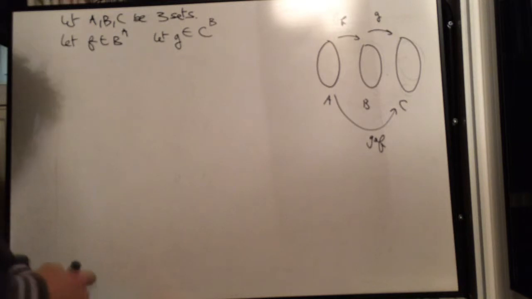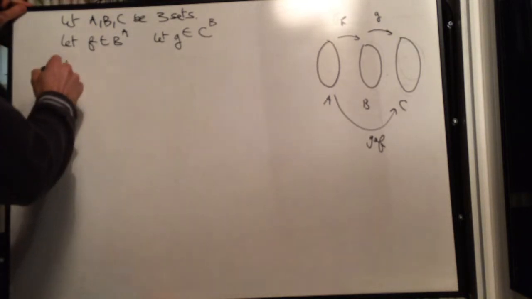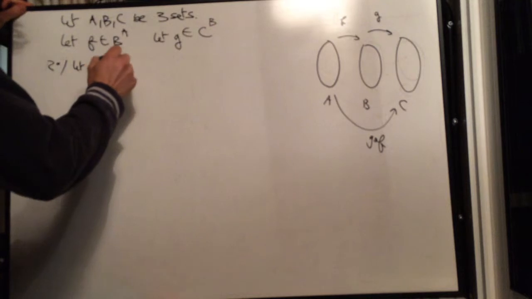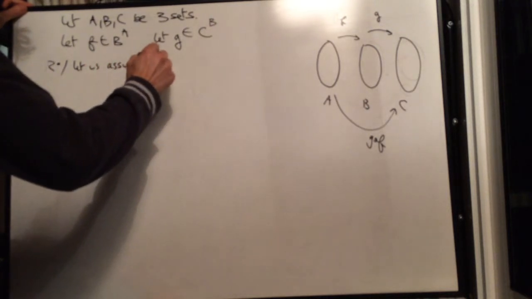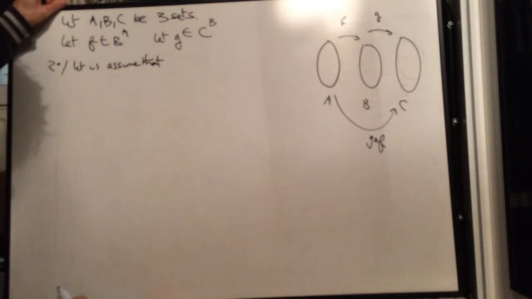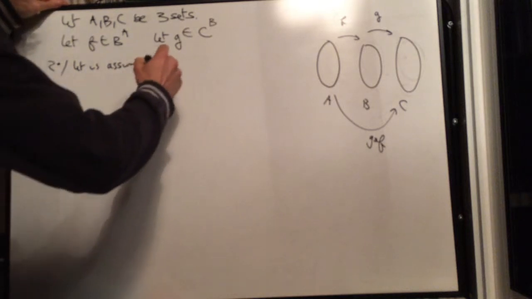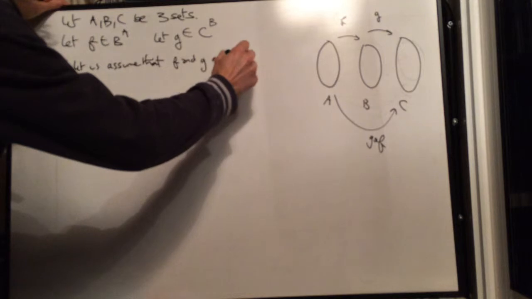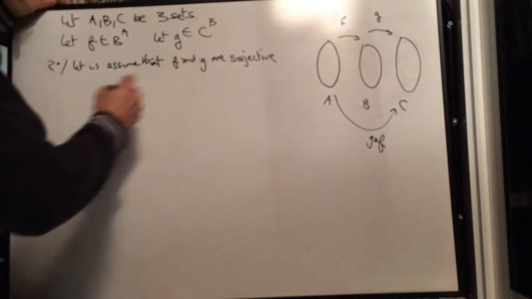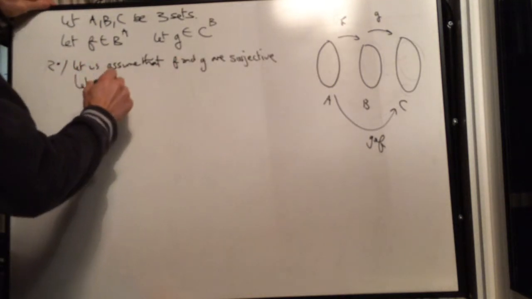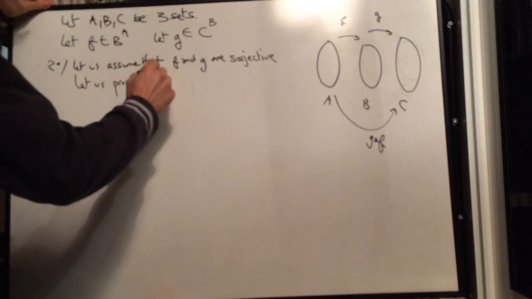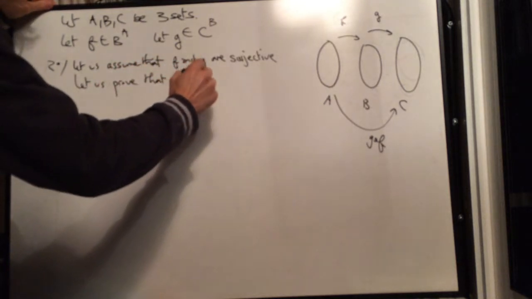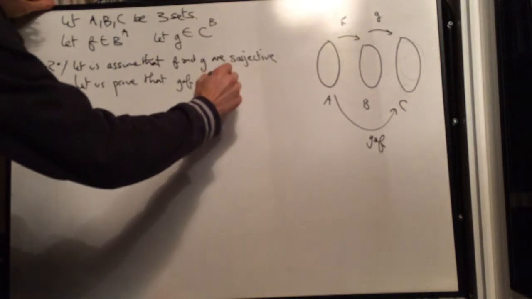Secondly, we are going to assume that both f and g are surjective, and we are going to prove that g of f is surjective too. Let's assume that f and g are surjective. Let's prove that g of f is surjective.